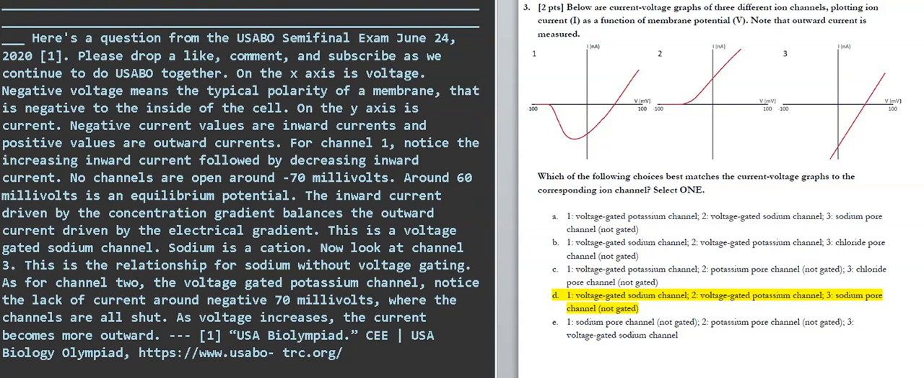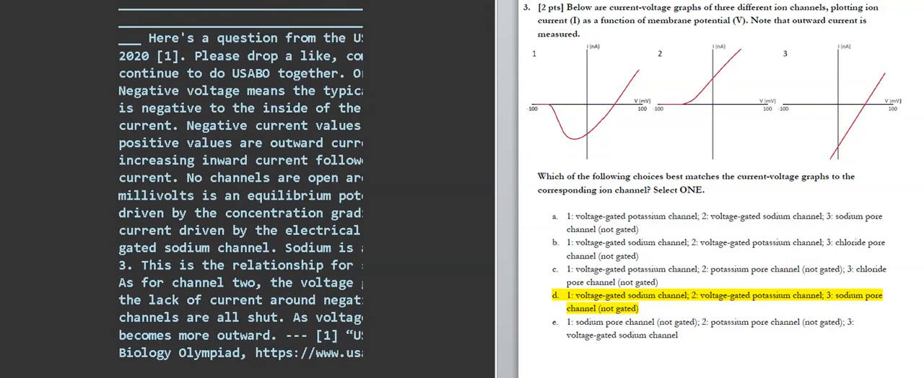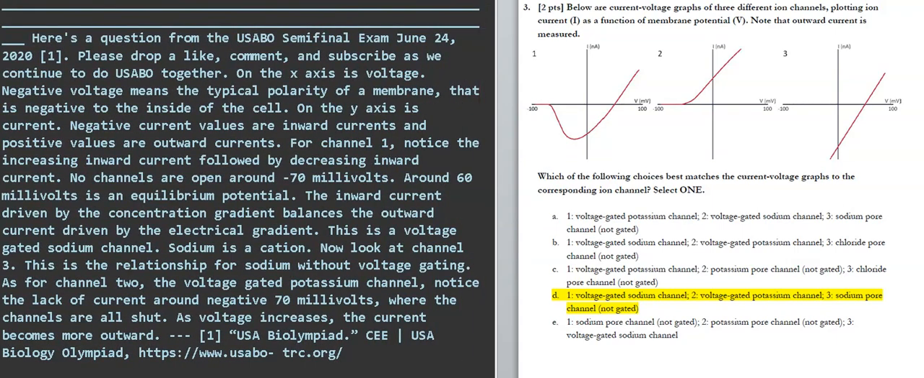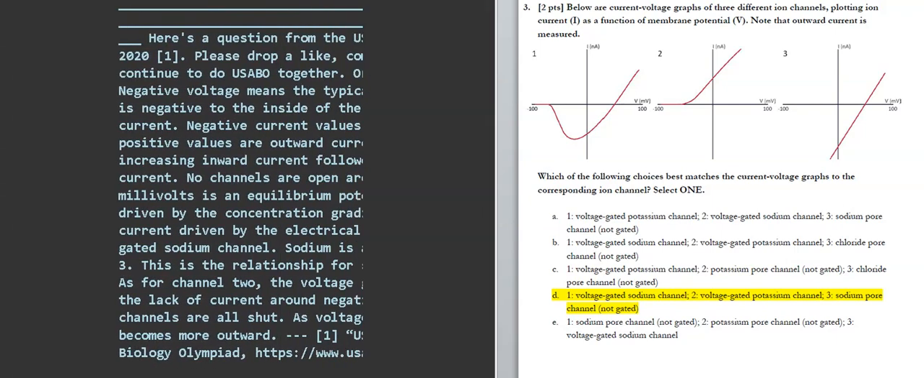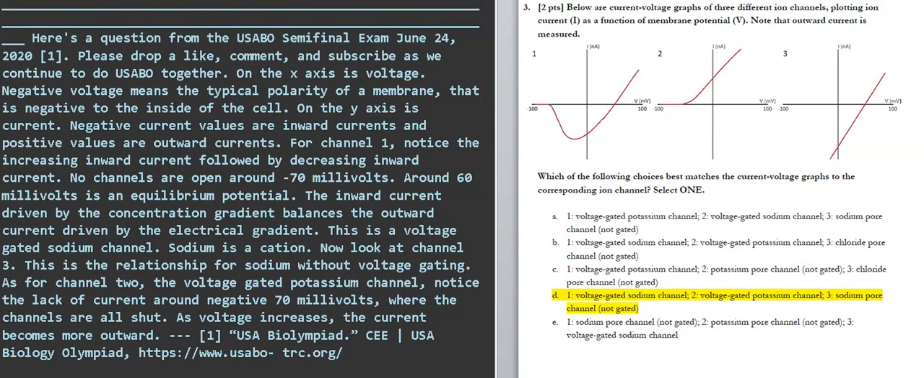On the x-axis is voltage. Negative voltage means the typical polarity of a membrane. That is negative to the inside of the cell. On the y-axis is current. Negative current values are inward currents and positive values are outward currents.